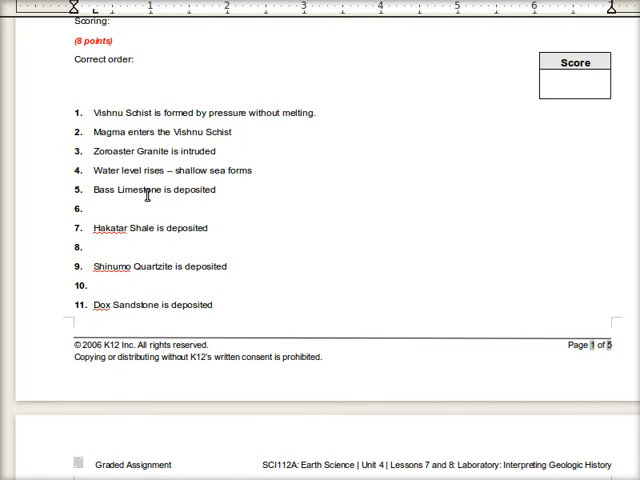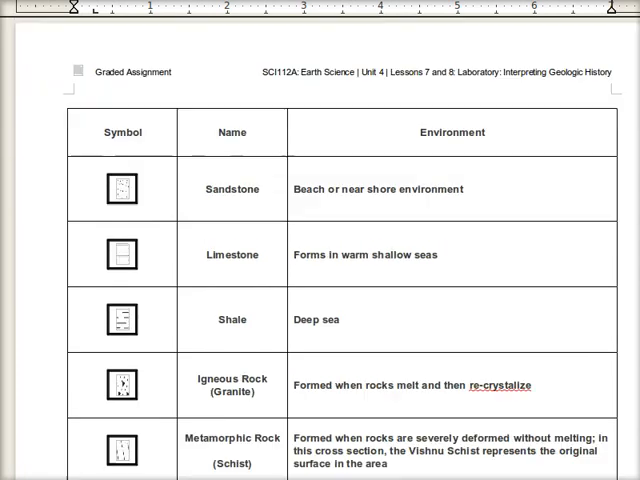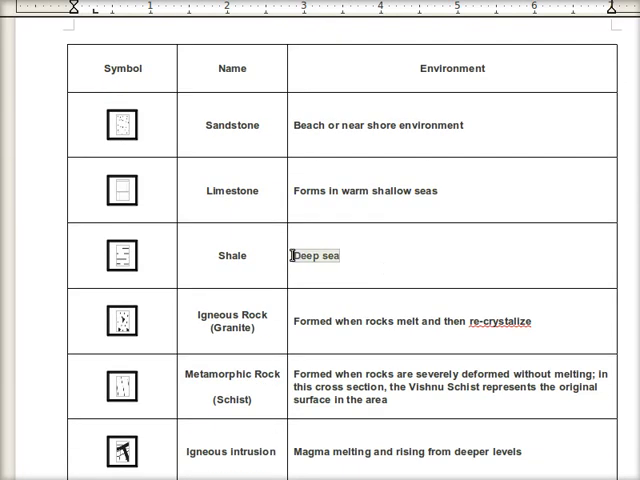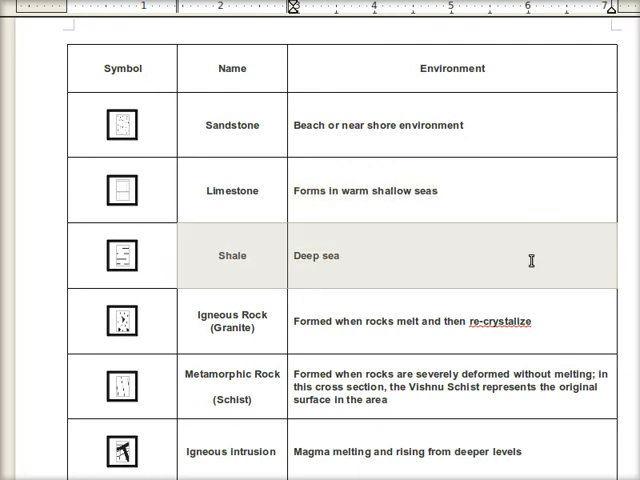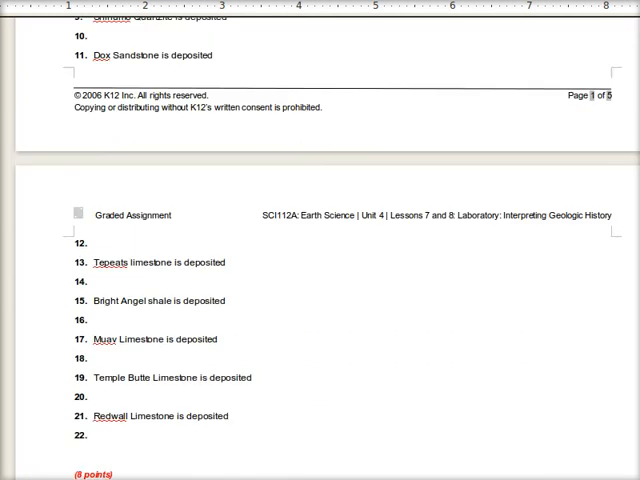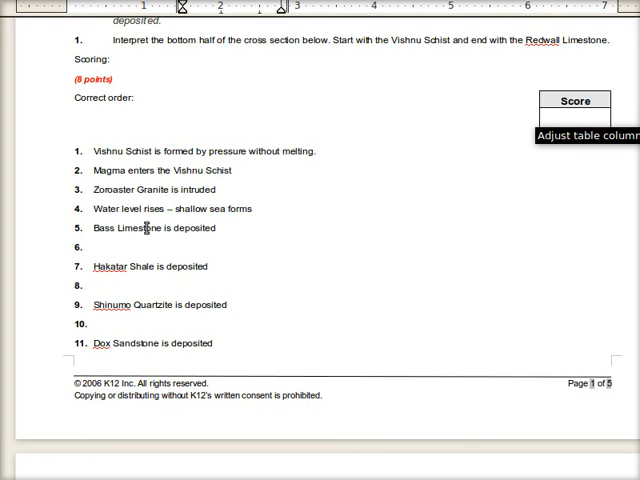What had to happen for limestone to form? Shallow sea forms. Let's get you started with shale. Shale forms in the deep sea. So if we had limestone, which forms in shallow seas, and then all of a sudden we have shale, which we know forms in the deep sea, what must have happened? The water level must have risen even more, forming a deep sea. But we can go back above shale and see what we have there. Where did I find shale? Yeah, to go from limestone, which is found in shallow seas, to shale, what must have happened? Go ahead and type that in yourself.